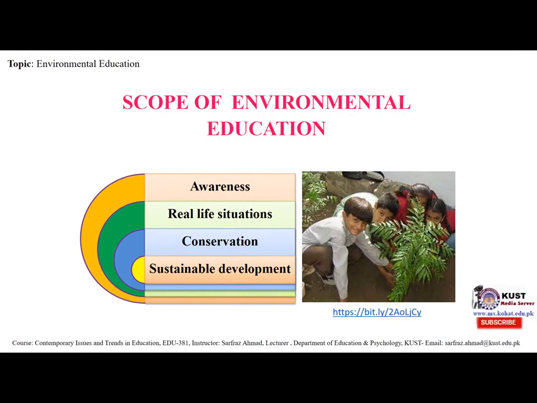Then, the scope of environmental education. The scope of environmental education is also called the content or subject matter of environmental education. So there are different aspects of the environment. Among them, the biological, physical, social and cultural aspects are important.